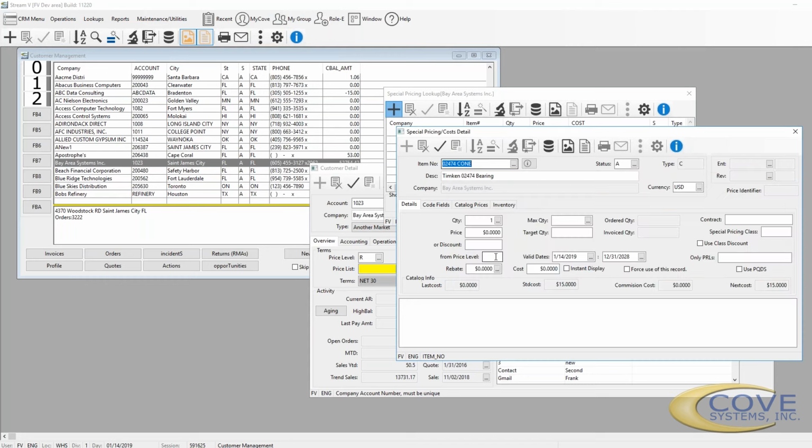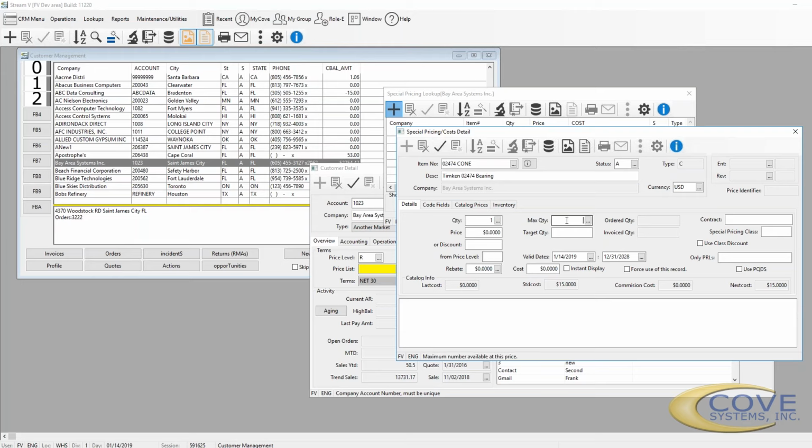okay, this bearing here, it's an active special price. We have a description, what currency we're dealing with, what quantity. The special price the customer gets may be quantity specific. They buy one, they get a certain price. They buy 5, 10, 15. Now the price they get can either be a fixed price or a discount from one of the price levels.